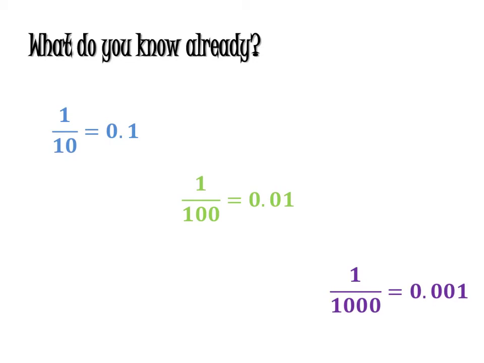So now just to quickly recap, these are what you know already. 1 over 10 is 0.1, 1 over 100 is 0.01, and 1 over 1000 is 0.001. So these are things you should know already. And then we're going to move on to look at how we convert fractions to decimals.